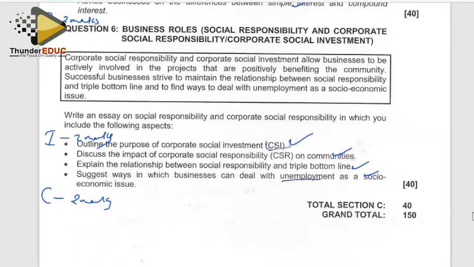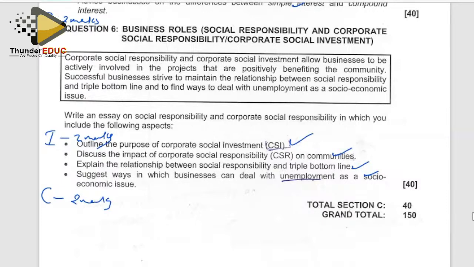Okay, right. So now let's check how best we can write the introduction. We can say that corporate social responsibility is an obligation required by law and benefits both businesses and the society. Also, you can say that it is important for businesses to examine the link that exists between social responsibility and the triple bottom line.